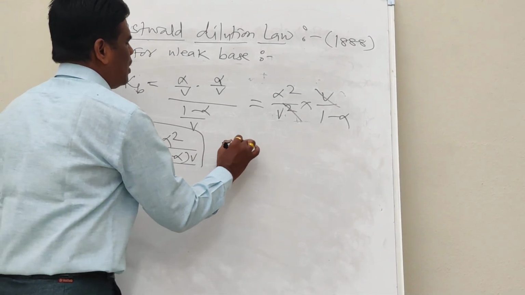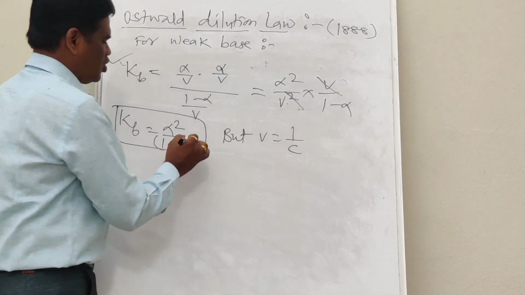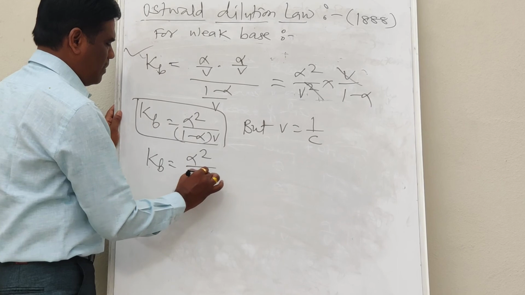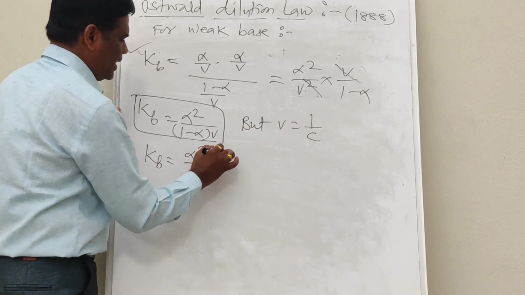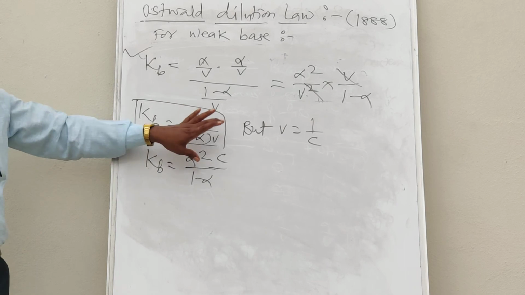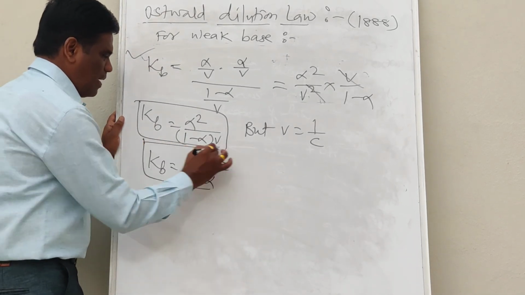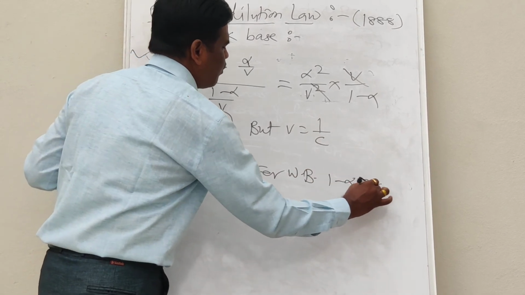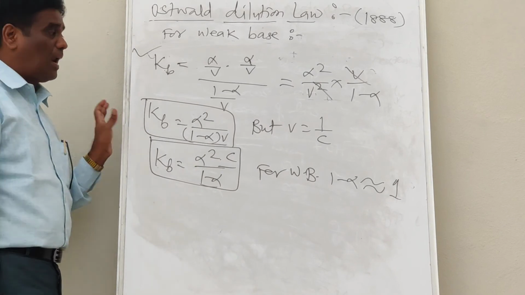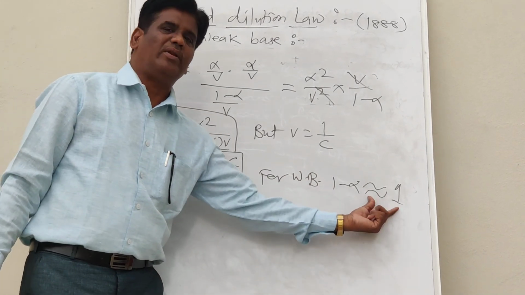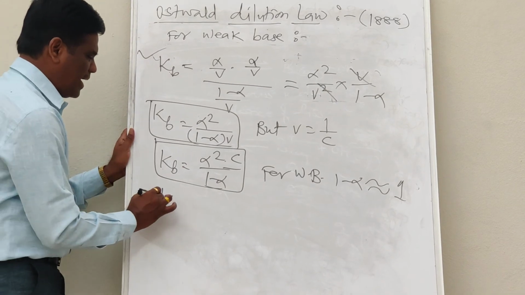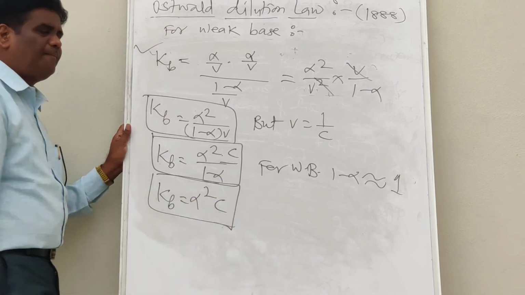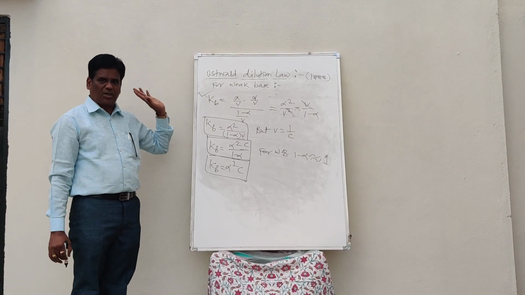But V is equal to 1 by C. So substituting this value, you can write Kb is equal to alpha square upon 1 minus alpha, V is equal to 1 by C, and therefore Kb is equal to alpha square C upon 1 minus alpha. But for weak base, meaning weak electrolyte, alpha is very small. Therefore 1 minus alpha is nearly equal to 1, and hence you can write Kb is equal to alpha square C. So this is the third formula of the Ostwald dilution law.